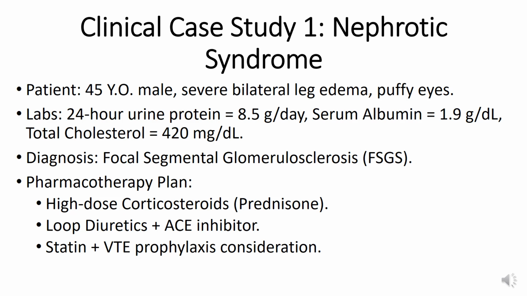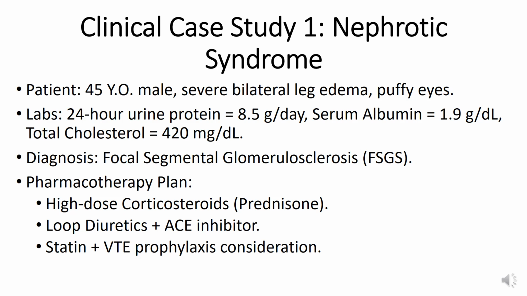The first goal is to control the underlying glomerular disease. High-dose prednisone is often used as initial therapy. Prednisone suppresses immune-mediated injury within the glomerulus. Reducing inflammation may decrease proteinuria. It may also help preserve kidney function.